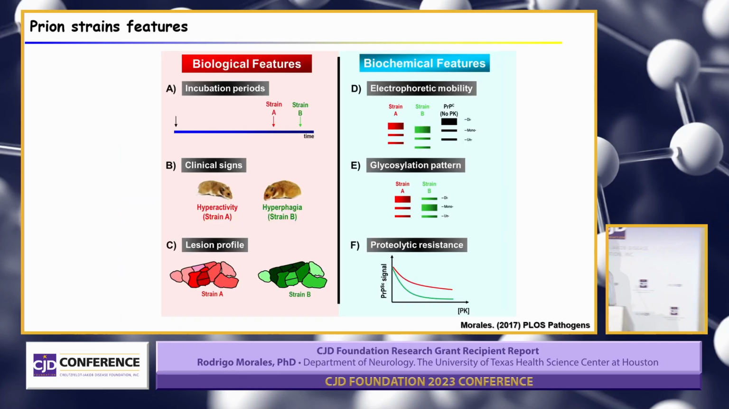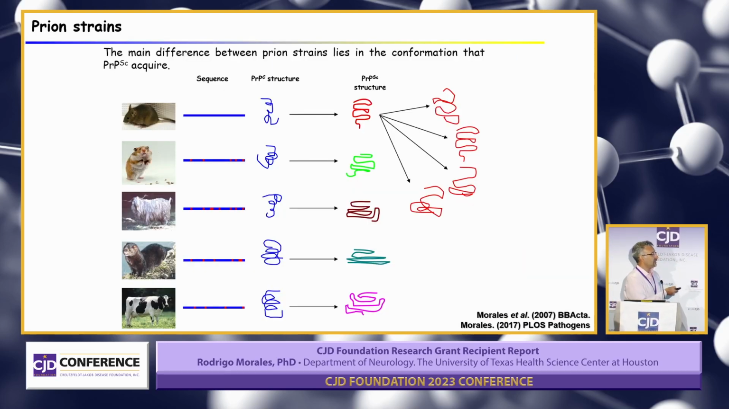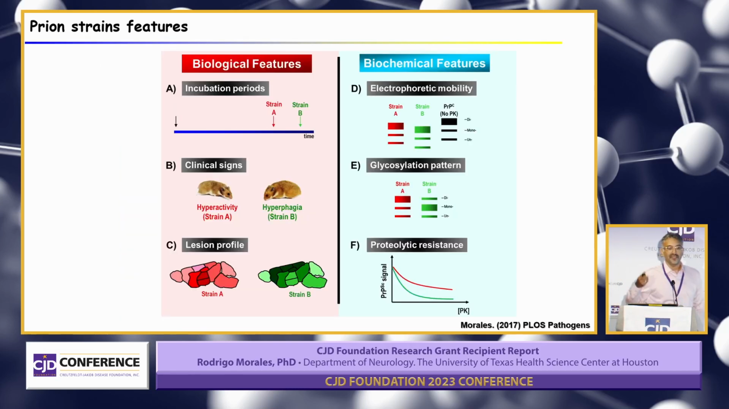Now, the interesting thing about prions is that within a single species, a lot of different shapes can be generated, and each of these shapes can lead to a different disease. So I want to focus on this part of this slide, which explains the disease consequences of these different strains.